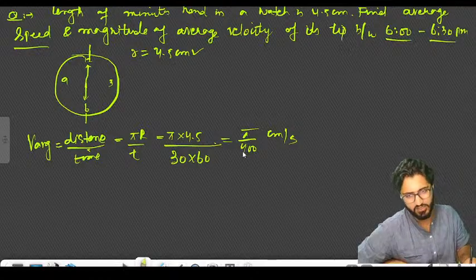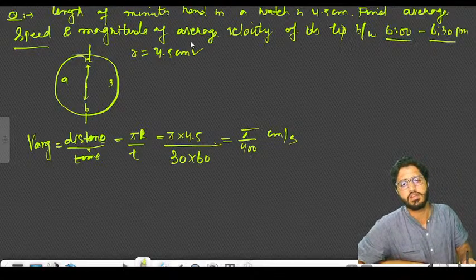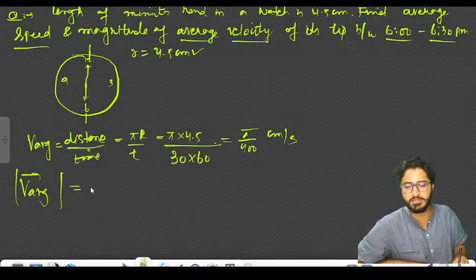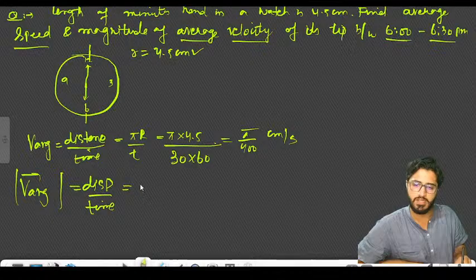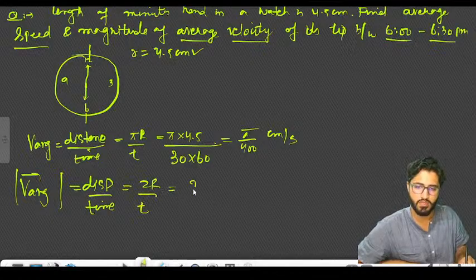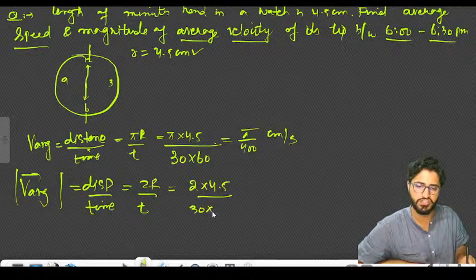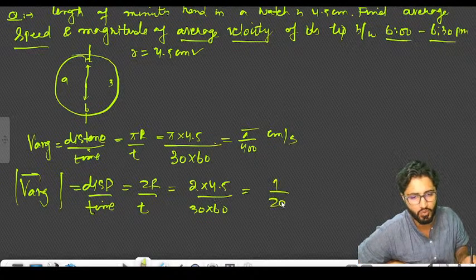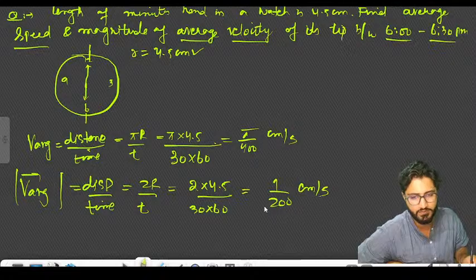You can change it now, na? Okay. Then average velocity. V average mod is displacement by time. Displacement is 2r, timing is 2. What is 2r? 2 into 4.5 divided by time. Time is 3 into 60. Done. It is 1 by 200 centimeter per second.